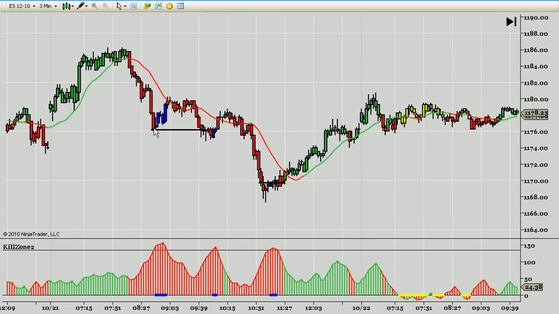Same thing here, not interested in shorting this low. Aggressive entry would be here. Very aggressive. It did have some profit though, and blue bars picked up that low.